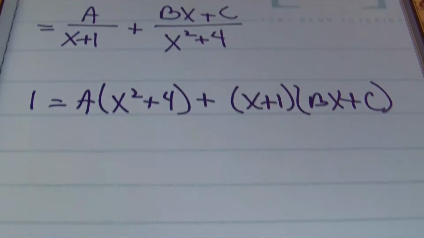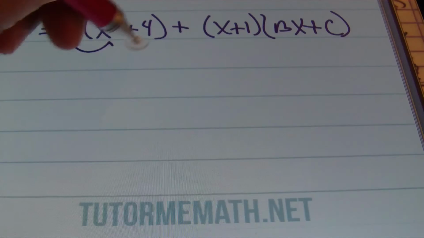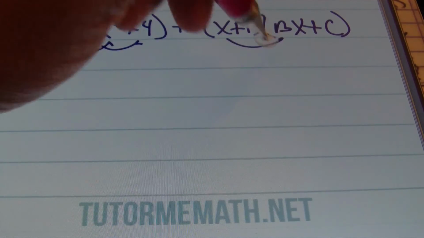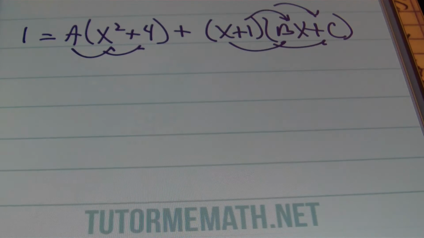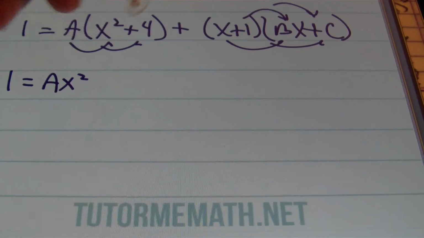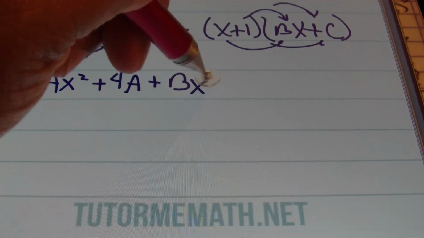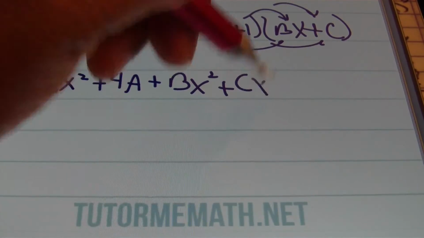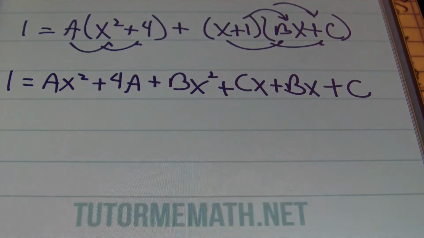Okay, so now we'll be multiplying everything out at this point. So I'm about to get my arrows popping, ladies and gentlemen. Okay, so go ahead and distribute everything. All right, so just multiply everything out and we'll see what happens. From here we'll have 1 equals ax squared plus 4a, and then we'll have a term that is bx squared plus cx plus bx plus c, just like so.